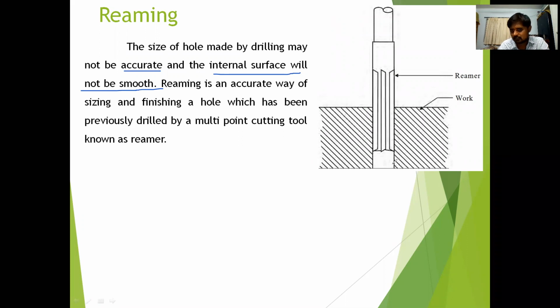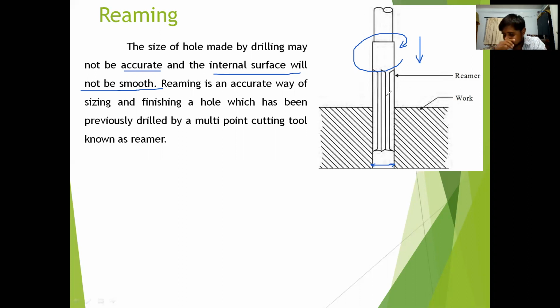Let's see here, this is a hole which is already drilled by the drilling operation. If you want to finish the internal surface of this hole, we are going to use the reaming operation. So this is about the reamer. And the procedure is the same. We are going to move the rotating cutting tool towards the workpiece. The procedure is almost the same as the drilling machine.